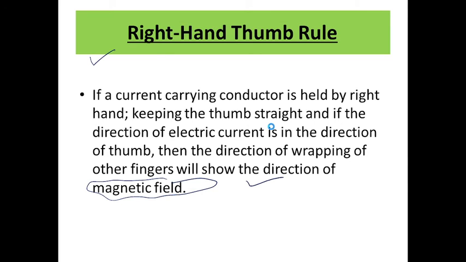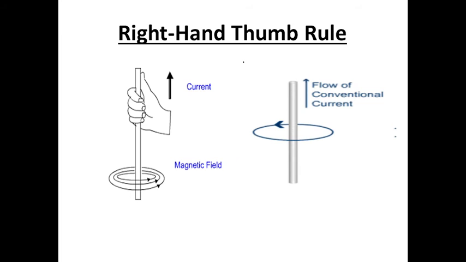Now I am going to explain with the help of this diagram. Right hand thumb rule. This is my current carrying conductor in which current I is flowing. Put your right hand thumb in the direction of current. Now observe your fingers. The direction in which the fingers turn is the direction of the magnetic field lines. I will explain the whole concept with the help of one small animation video.